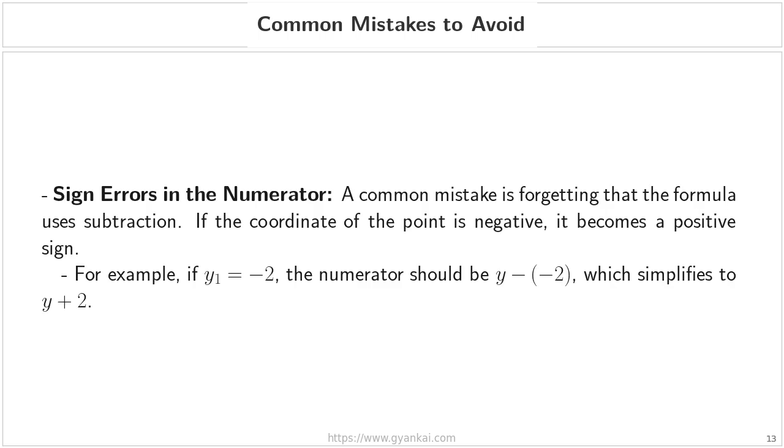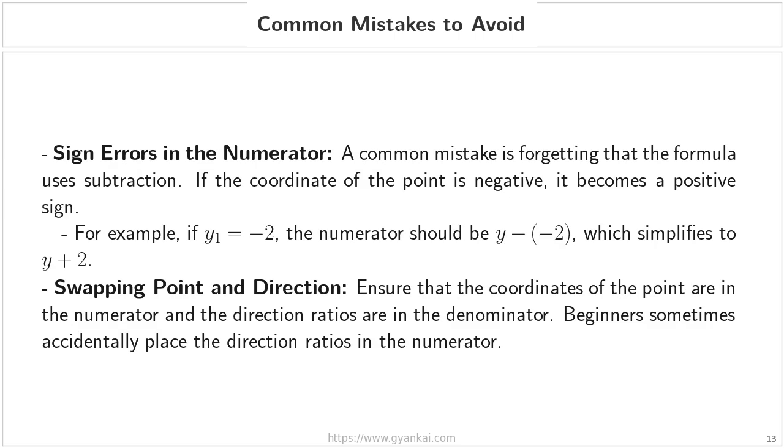First, let's talk about sign errors in the numerator. This is perhaps the most frequent mistake students make. Remember, the formula is built on subtraction. If the coordinate of your given point is already a negative number, you are essentially subtracting a negative, which means the sign must change to a plus. For instance, if our y-coordinate y1 is negative 2, the numerator shouldn't be y minus negative 2, but rather, it simplifies to y plus 2. Always double-check your signs here.